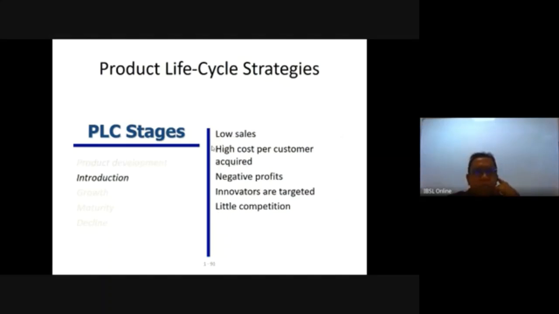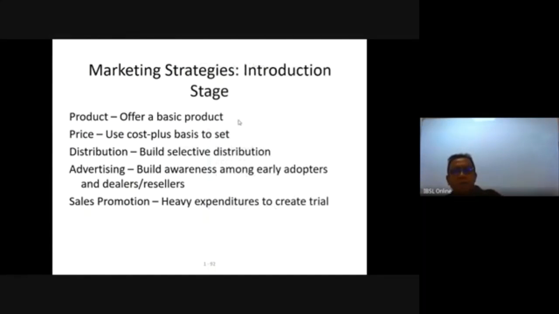So product development, then introduction stage, you have just launched the product, profits are negative, competition also less. So what are the marketing strategies? That is what is important. At the introduction level, you offer a basic product. Pricing may be cost plus basis. Distribution, build selective distribution. That means distribution is done selectively. Advertising to build awareness among early adopters and dealers. Sales promotion, heavy expenditure to create trial at the introduction stage.